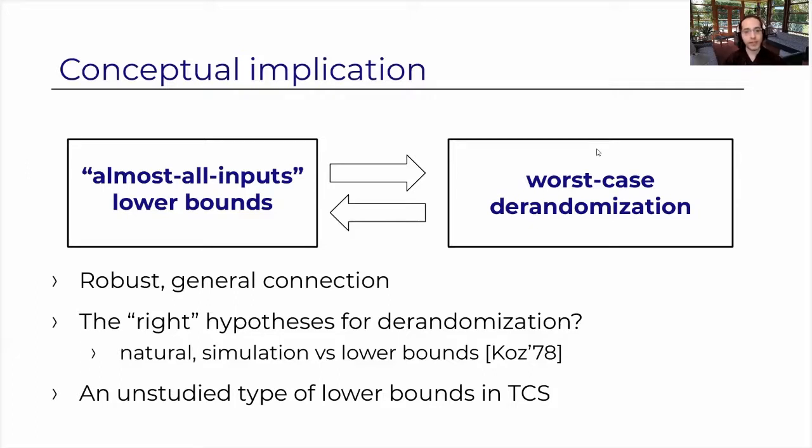This goes back to the 70s and a conjecture put forward by Cozen, which is very broad, that talks about simulating one type of machine by another type of machine, like BPP equals P, and lower bounds within these two types of machines. For example, like here, a deterministic machine can compute a function that's hard for probabilistic machines on almost all inputs.